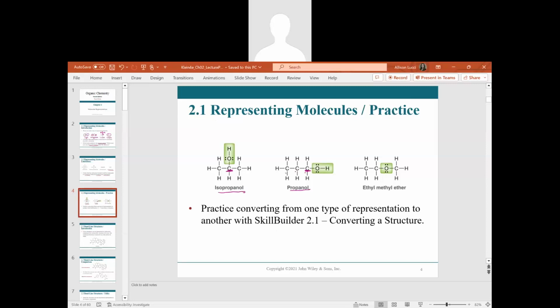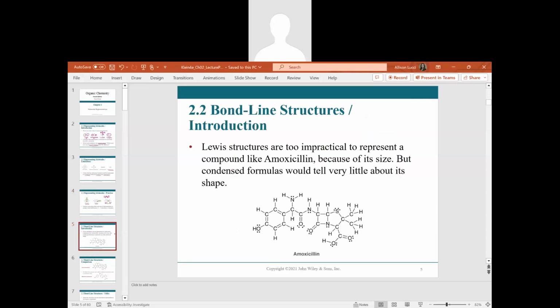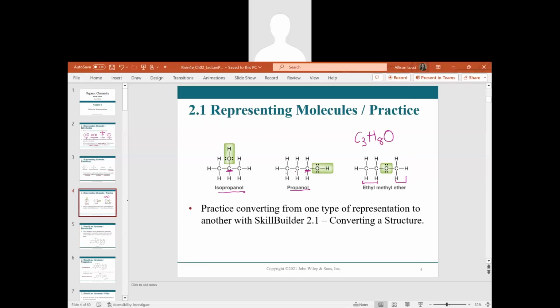Another isomer, or another molecule with the same chemical formula, C3H8O, would be ethyl methyl ether. So we have a methyl group over here, we have an ethyl group over here, and this is how we would name this ether. So the point of that was that we have 3 different isomers, all with the same molecular formula, which each of these, including the 2 alcohols, have very different properties.